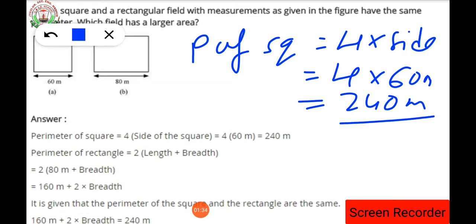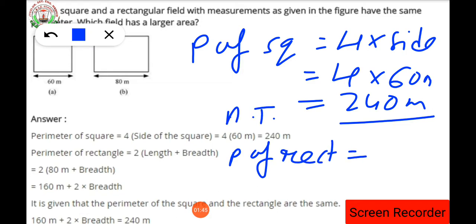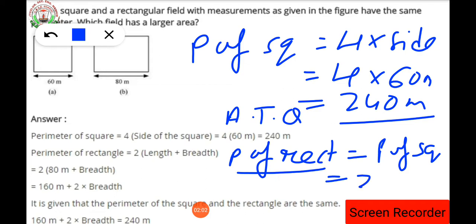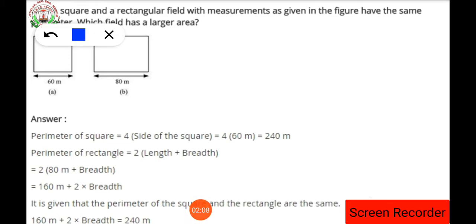Clear everyone? According to the question, that is ATQ, the perimeter of the square is equal to the perimeter of the rectangle. So what will be the perimeter of the rectangle if it is equal to the perimeter of the square? The perimeter of the rectangle will be equal to 240 meter, as it is given in the question. Now the perimeter of the rectangle is 240 meter.